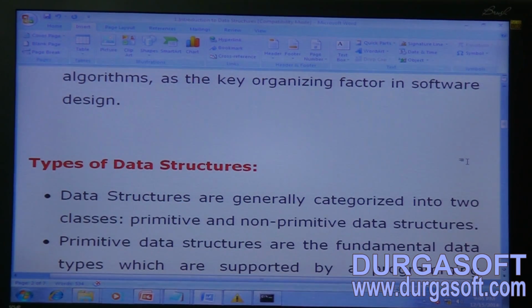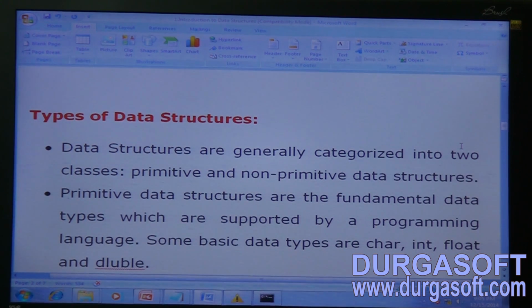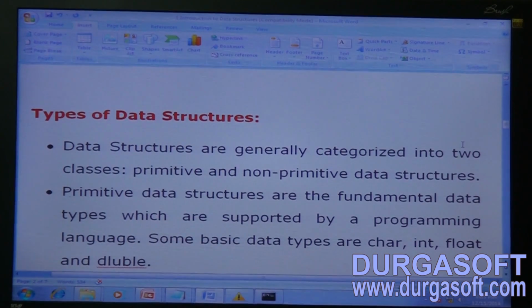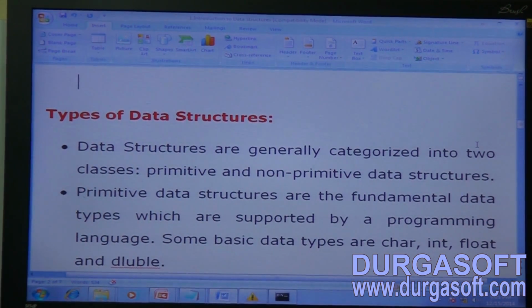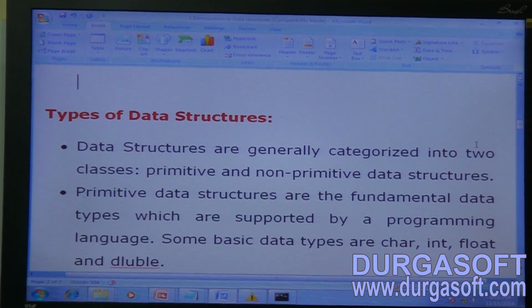Right, tomorrow I'll give the notes for the types of data structures. A brief discussion I will also do on all kinds of data structures. Types of data structures: linear and non-linear data structures.